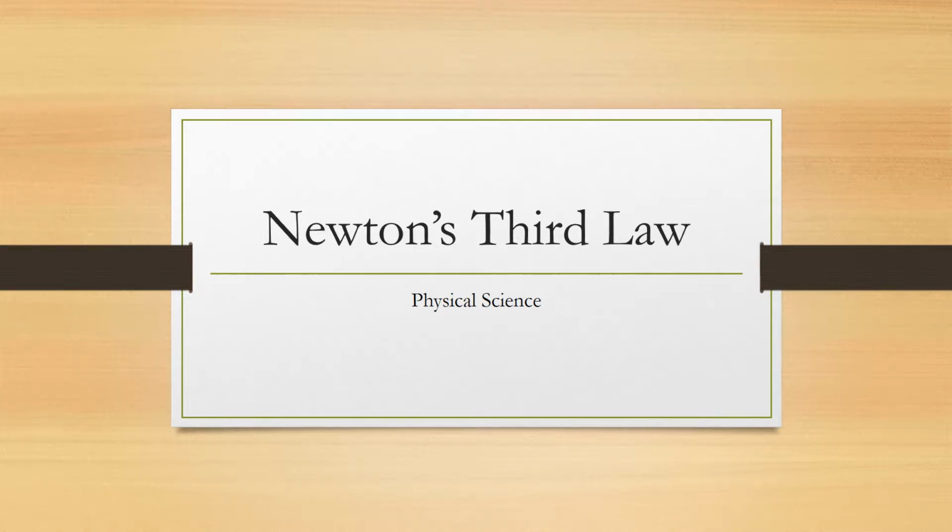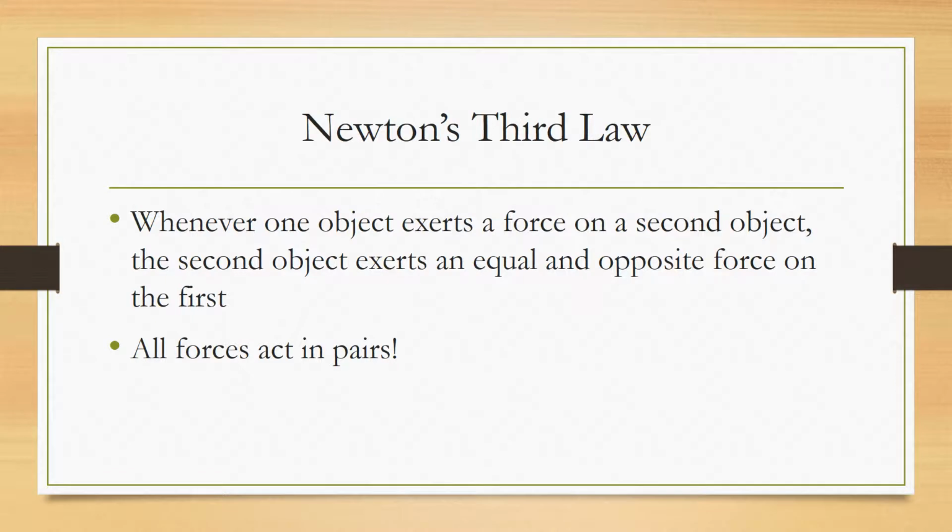Now for the third and final law, Newton's third law. What Newton's third law says is that whenever one object exerts a force on a second object, the second object exerts an equal and opposite force on the first. Another way that some people state this is: for every action, there's an equal and opposite reaction. So all forces act in pairs, basically.